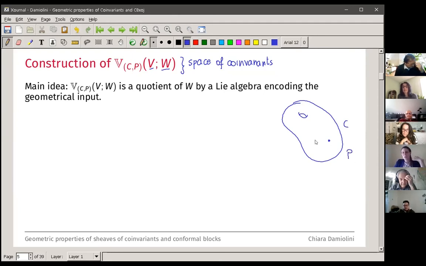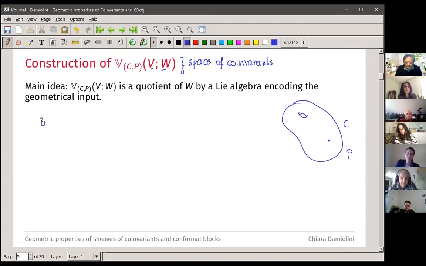And how can I construct this space? Well, the idea is that I would like the space of coinvariants to be a quotient of W by a Lie algebra encoding the geometrical input. And why do we want to construct this?